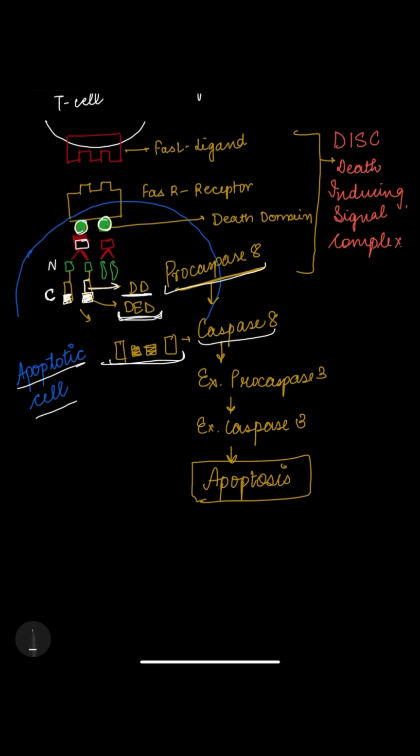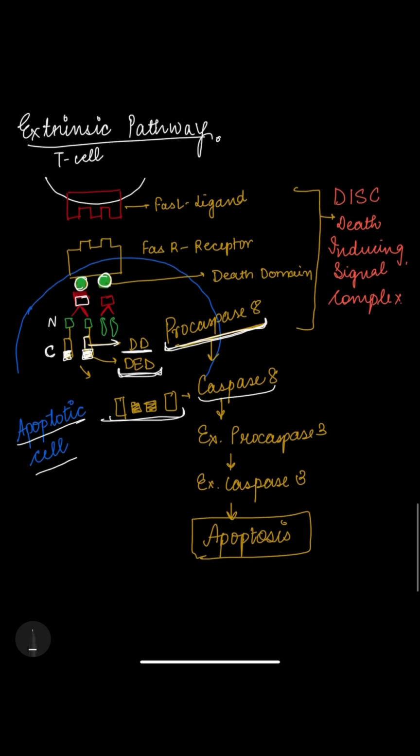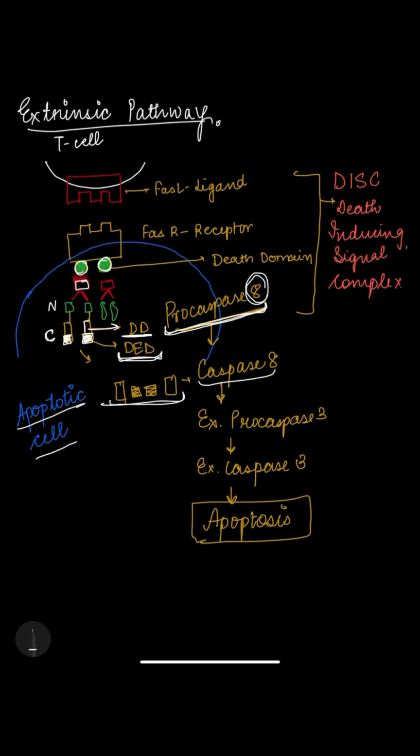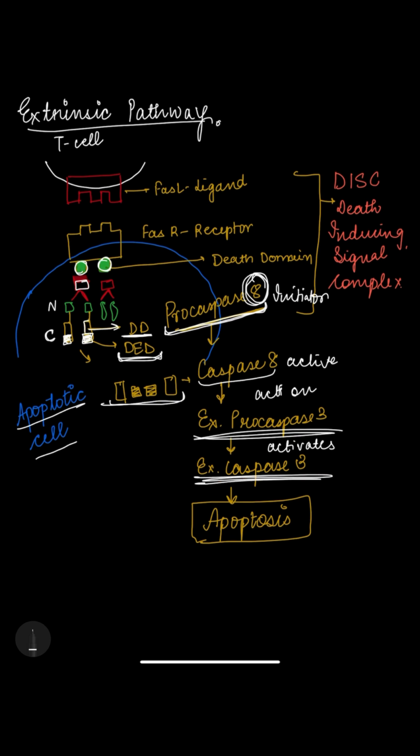This procaspase in the extrinsic process, remember, is always procaspase 8. This is the initiator one. After the binding of the death domain with the death effector domain, procaspase 8 converts into caspase 8, which is the active form. This then acts on the executioner procaspase 3, which activates and converts into executioner caspase 3, and we all know that when it reaches executioner caspase 3, the process of apoptosis occurs.